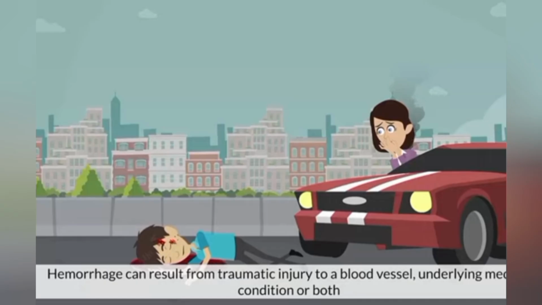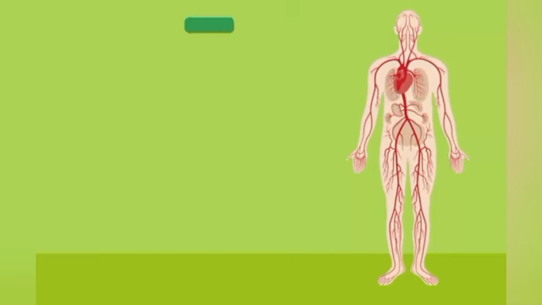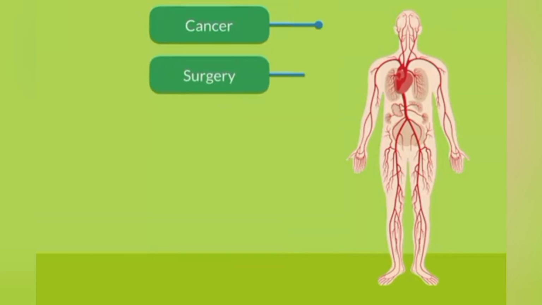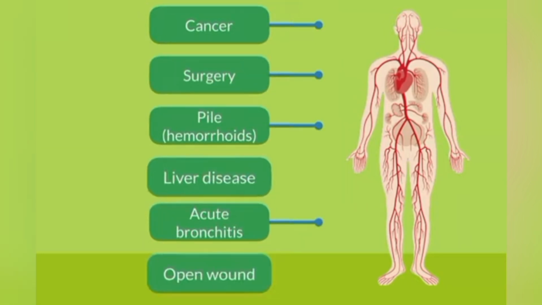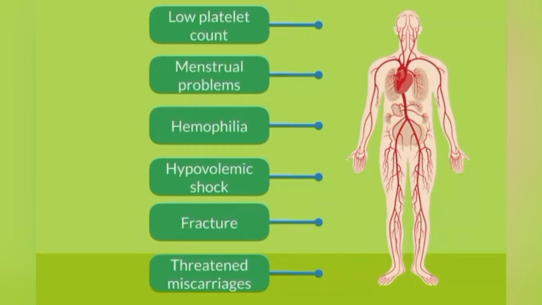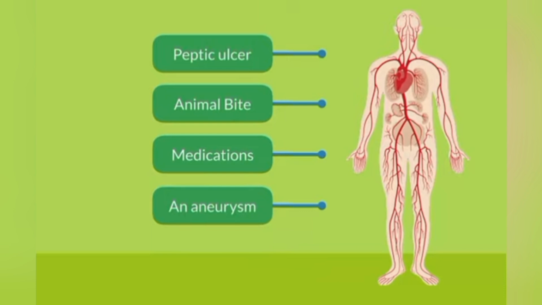Causes: hemorrhage can result from traumatic injury to a blood vessel, an underlying medical condition, or both, including cancer, surgery, hemorrhoids, liver disease, acute bronchitis, and open wounds. Low platelet count, menstrual problems, hemophilia, hypovolemic shock, fracture, and threatened miscarriage. Peptic ulcer, animal bite, medications, and aneurysm.